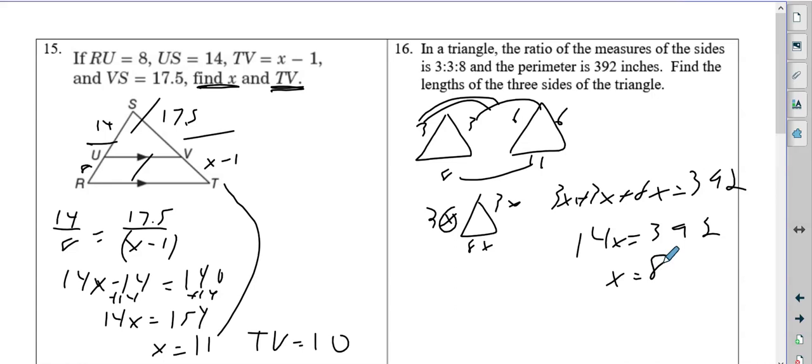But notice it doesn't say find x. It says find the measures of all three sides. So 3 times 28, sorry, x is 28, my bad. Losing my mind. 28. Okay, so this would take me a while to multiply by 2, multiply by 3, keep going. So 3 times 28 is 84, 84, and then 8 times 28 is 224.